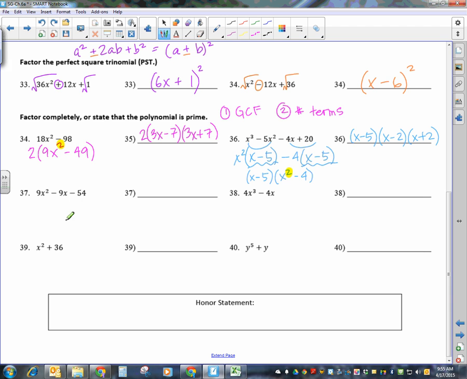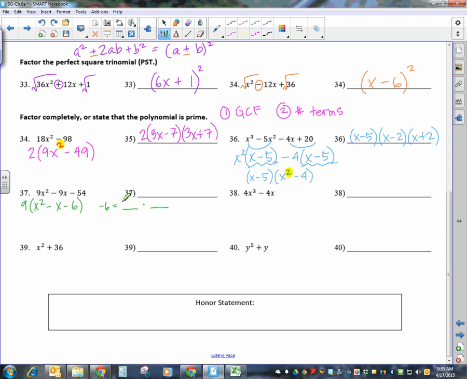Okay? Common factor, numerically, 9 goes into everything. So when 9 goes in, x squared minus x minus 6. Look how much smaller your numbers are and how much easier it is going to be to factor this. So I have 3 terms. It's not a PST because 6 is not a perfect square number. So I'm looking for a times c, which is negative 6.